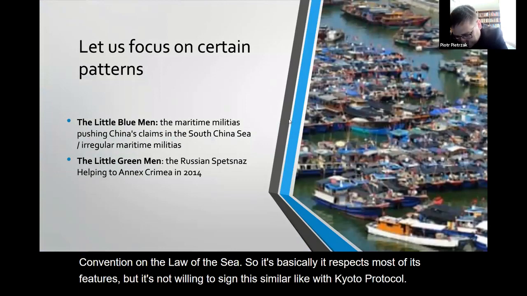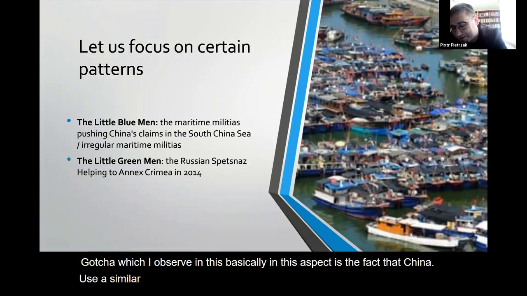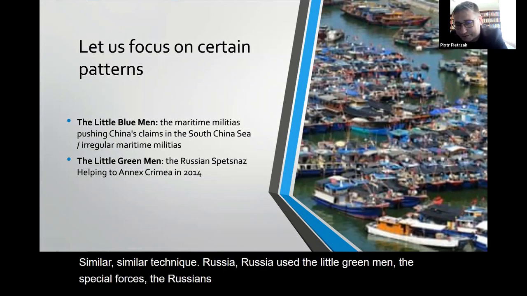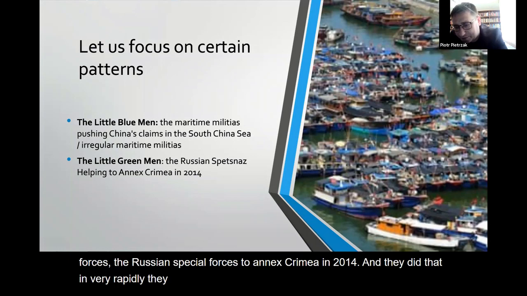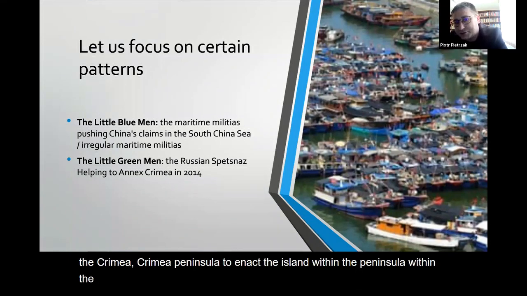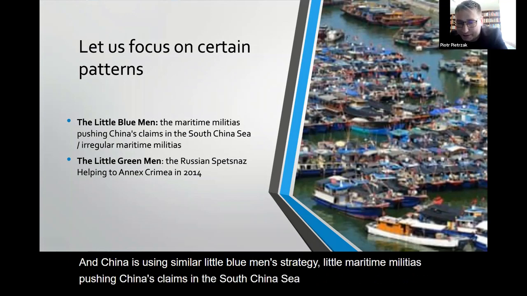Another thing which I observe in this aspect is that China uses a technique similar to Russia's. Russia used the little green men, the special forces, the Russian Spetsnaz forces, to annex Crimea in 2014, and they did that very rapidly. They used soldiers which had no insignia. They landed on the Crimean Peninsula and annexed it within days. And China is using a similar little blue men strategy, with little maritime militias pushing China's claims in the South China Sea with irregular maritime militias.